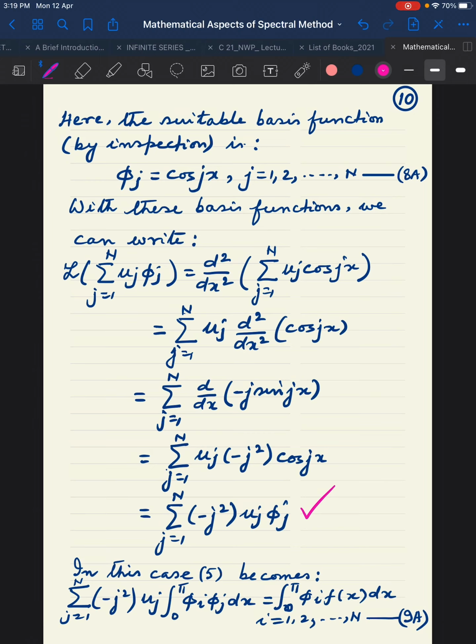We were on this page 10. On this page we were there. So in this case, you see, 5 becomes this one. It's not very tough to understand, okay? It becomes this for i equal to 1 to n, and I have called it 9a because I named such equation as 9 in example 1.